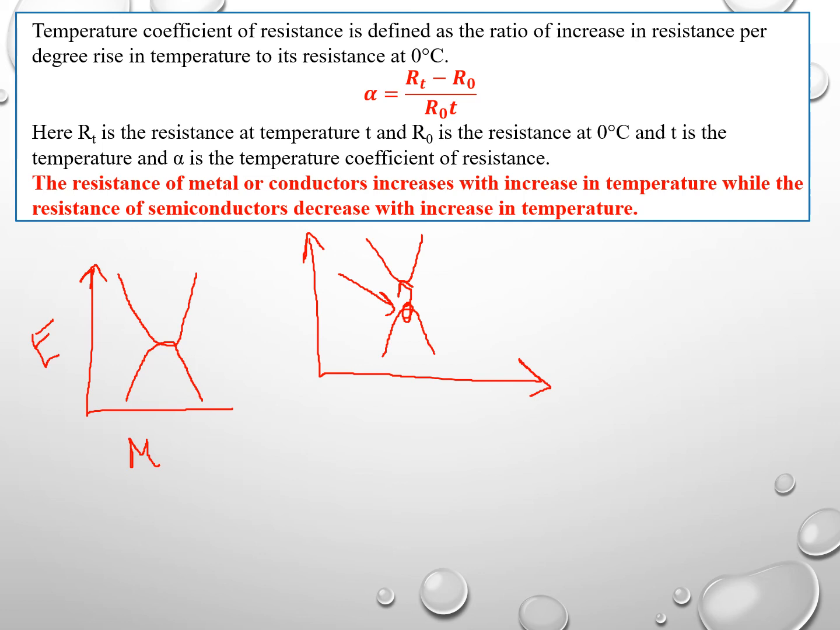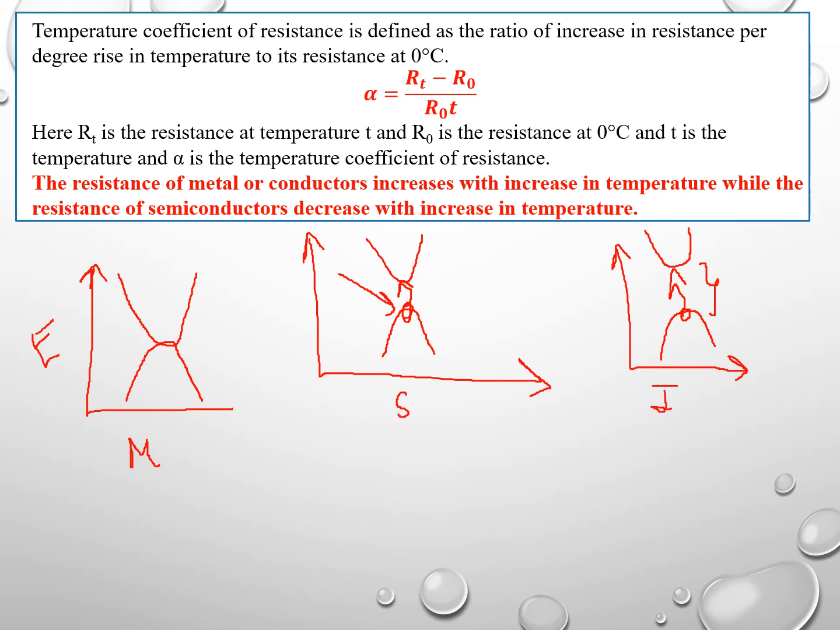For insulators, temperature will have no influence because the band gap of insulators, this is conduction and this is valence, is very high, such that even the energy obtained from the temperature is not enough for the electrons present in the valence band to reach the conduction band. It is not possible. So there is no influence of temperature on the electrons in case of insulators. So this is semiconductor and this is an insulator.